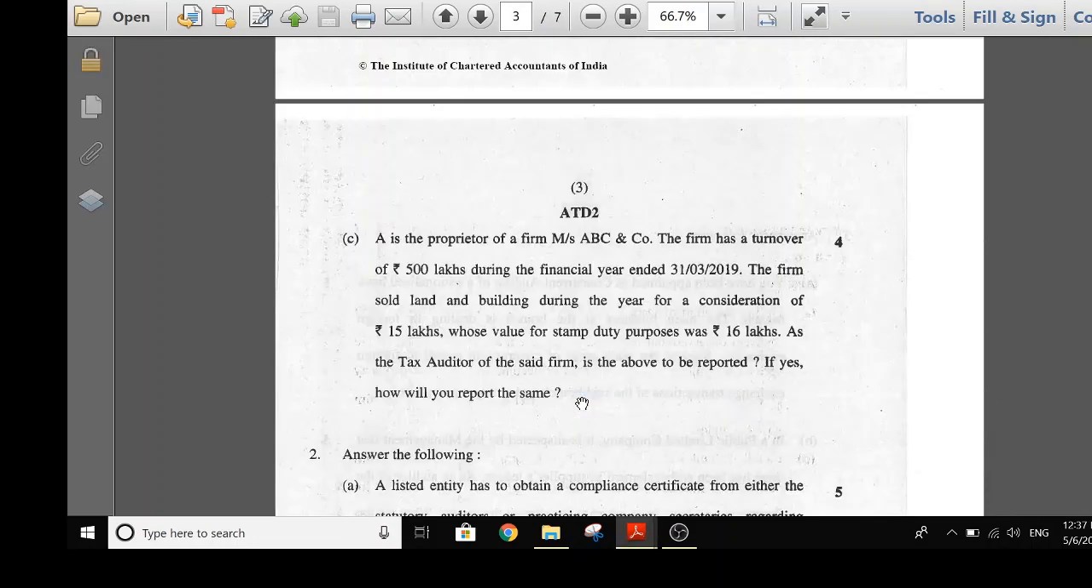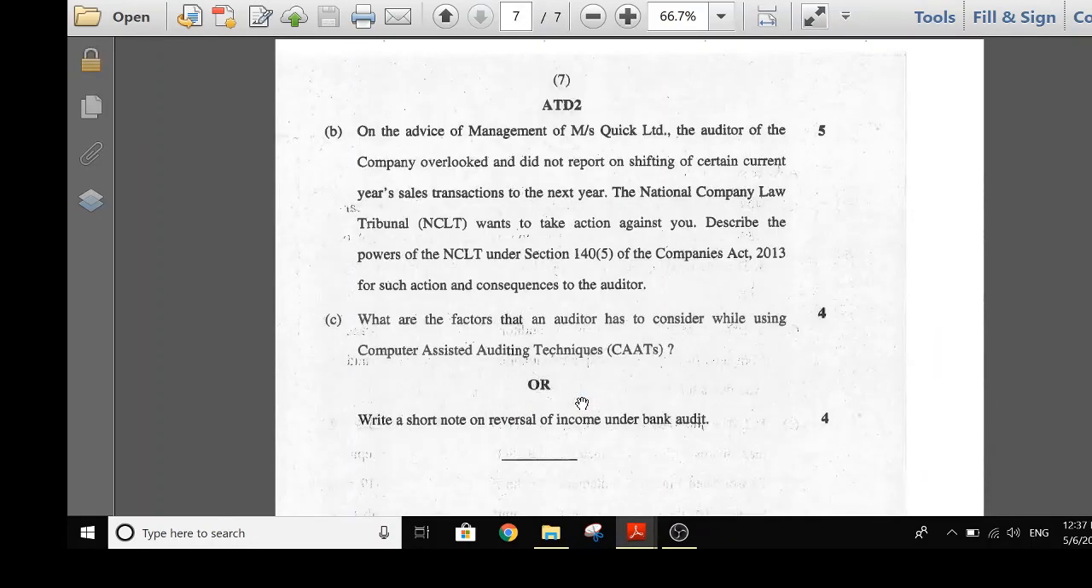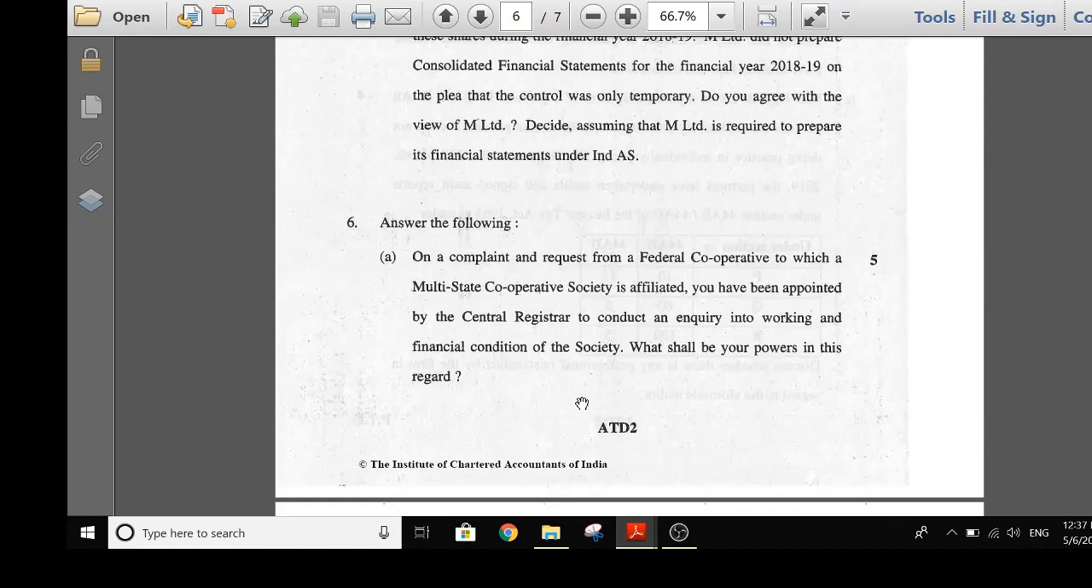Next I went to the 6th question. The 6th question, what will be your powers in this regard? What are the powers? The 6th question spoke about cooperatives, multi-state cooperative society. You have been appointed by the central registrar to conduct the inquiry into the working. So this is a confusing part.